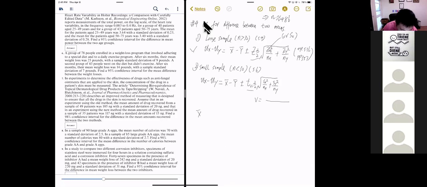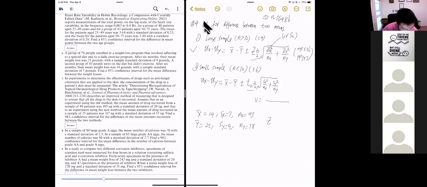The mean value for one group is 14 pounds. Standard deviation is 7 pounds. Sample size 43. Another group, the mean value is 25 pounds. Sample standard deviation 9. Sample size is 78.